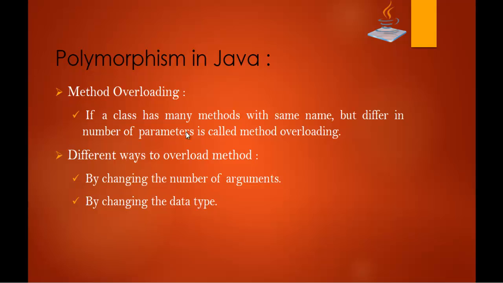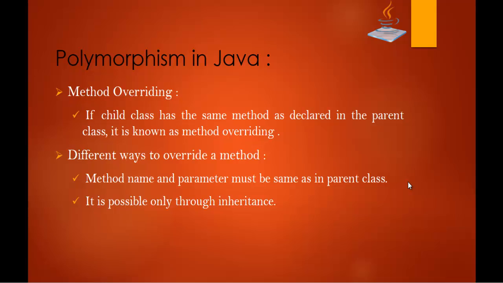So if a class has many methods with the same name but differ in the number of parameters, it is called method overloading, and these are the two ways you can achieve method overloading. Okay, and next is method overriding. So what do you mean by method overriding? If a class has the same method as declared in the parent class, it is known as method overriding.